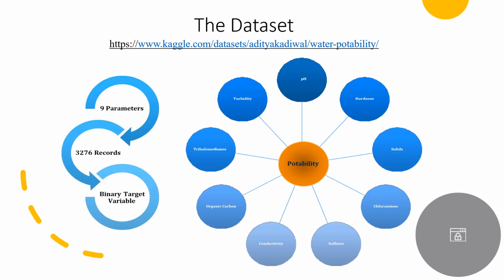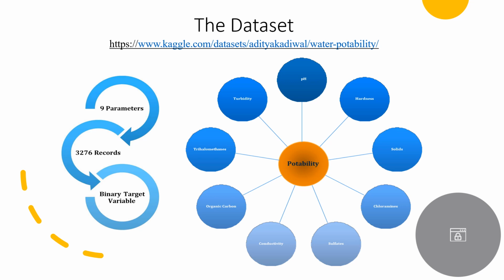So this is my whole dataset. I have taken my dataset from Kaggle. My dataset has 9 parameters with 3276 records, and the target variable potability is a binary target variable, 1 and 0. First, pH. pH is an important parameter in evaluating the acid-base balance of water. Hardness is mainly caused by calcium and magnesium salts.